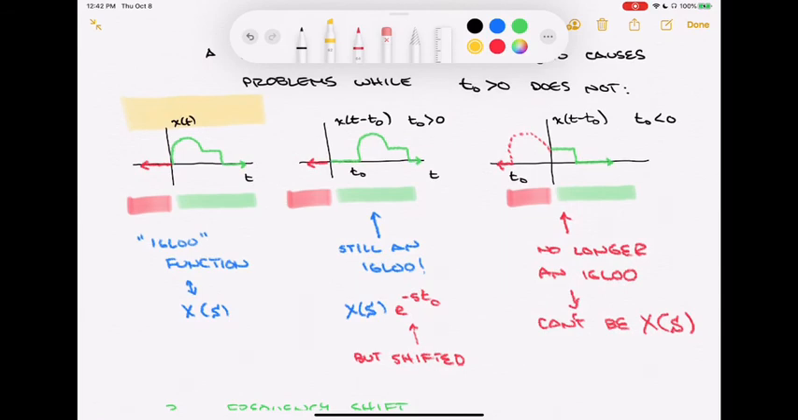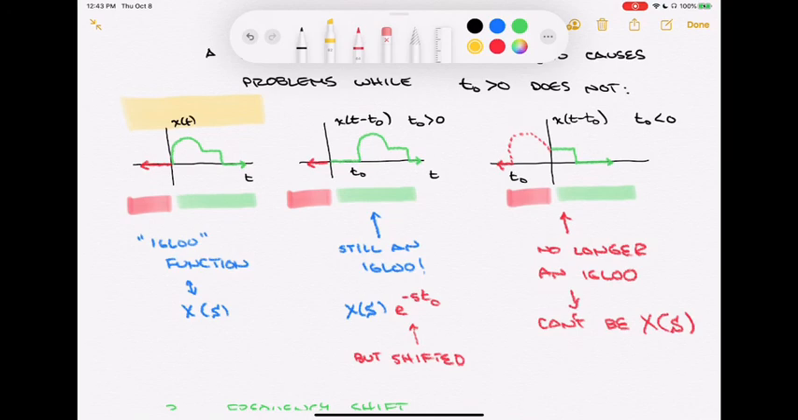I've drawn it so that it is green for all positive time and it's red for all negative time. I do that purely to emphasize where the unilateral transform is going to be doing its stuff, right? Unilateral Laplace transform has an assumption of causality. It's only integrating from 0 to infinity, right?